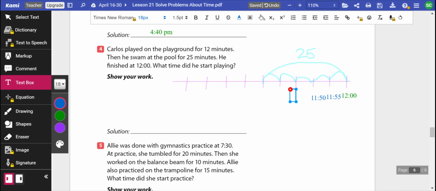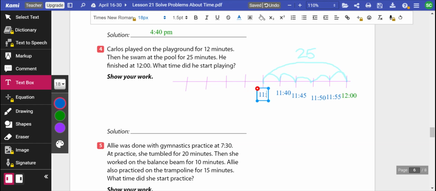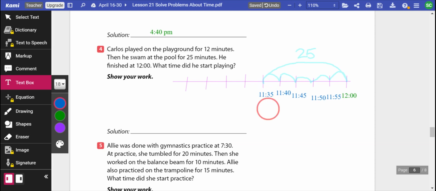Right, my next tick mark is going to be what? 11:45. Then we go down 5 more minutes, it's going to be 11:40. And 5 more minutes is going to take us back down to 11:35. So he was in the pool from 11:35 to 12 o'clock, but he also played on the playground. So here's his swimming time. Now we got to figure out his playground time.